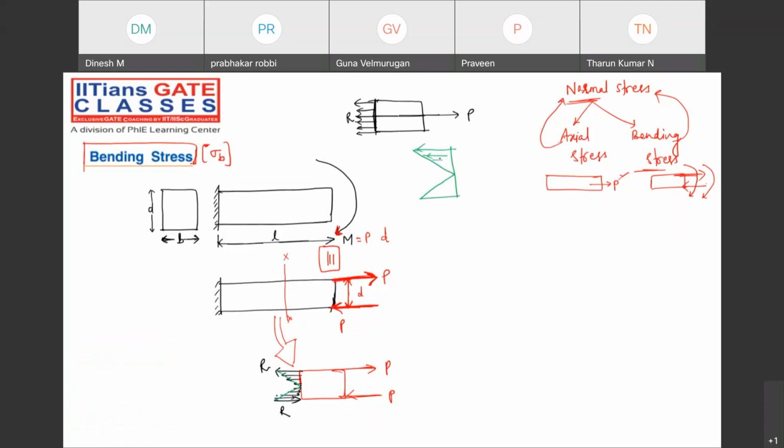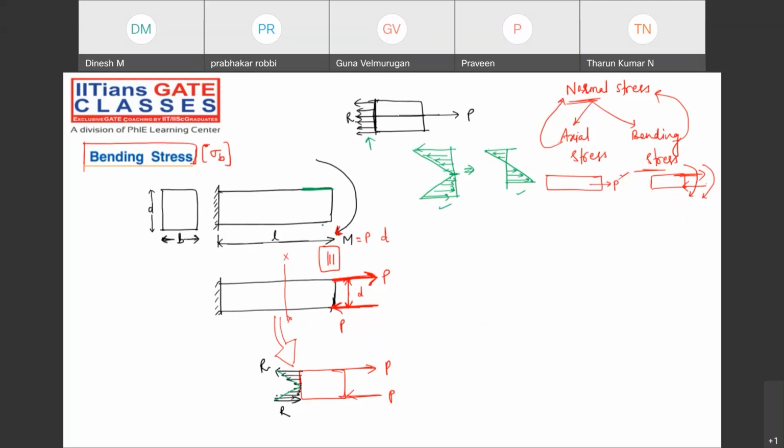Can anybody tell me why this is happening? It decreases, and again it increases in the opposite direction. Sometimes we show it like this, and some textbooks represent it like this. Why is it so? Why is it not uniform? Why does it decrease to zero at one location and again reach the maximum at the extreme fiber?